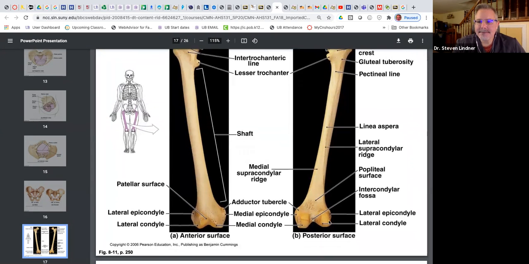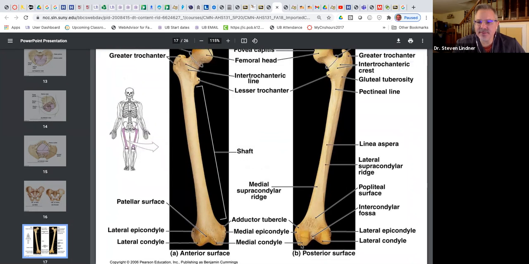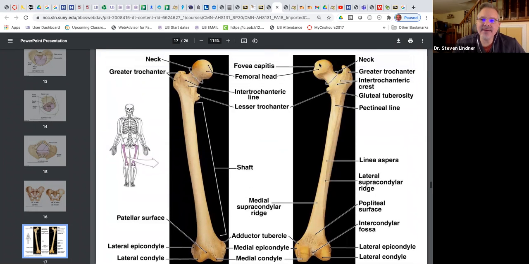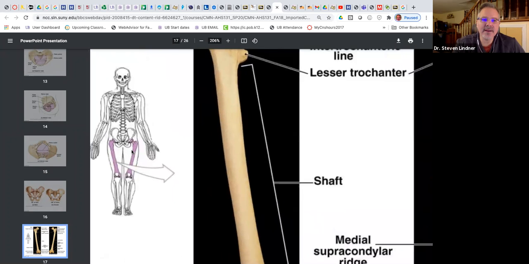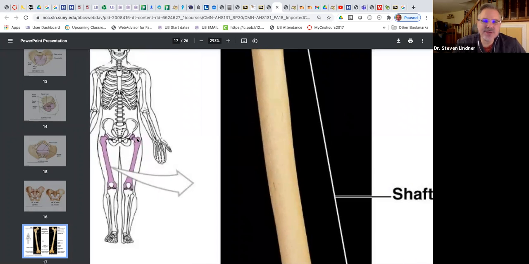Lateral condyle, medial condyle. How do we differentiate medial from lateral? Find the head of the femur. The head of the femur points medially. It points inward. So on that head side is the medial condyle and medial epicondyle. Okay, the head of the femur projects medially. Why? Well, just look at the picture. It projects medially to attach to the acetabular fossa or acetabulum.